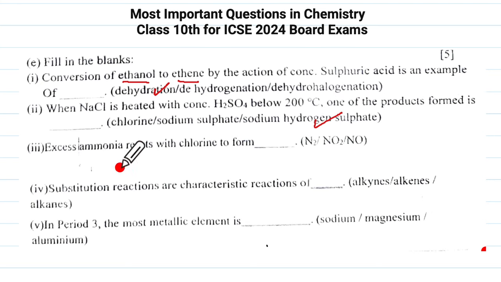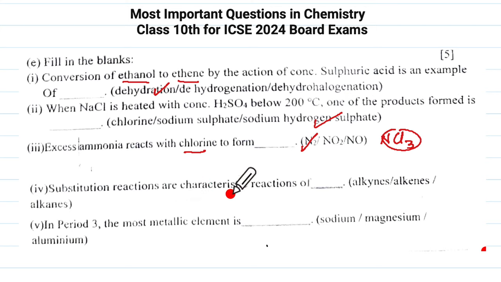This is the one. Excess ammonia reacts with chlorine. Now excess ammonia will be 8NH3 plus 3Cl2 gives 6NH4Cl plus N2, so it will form nitrogen. Actually, they should have given you NCl3 as one of the products also, because with excess chlorine, ammonia forms this. So you need to know when ammonia is in excess, what the products are, and if chlorine is in excess, which are the products.